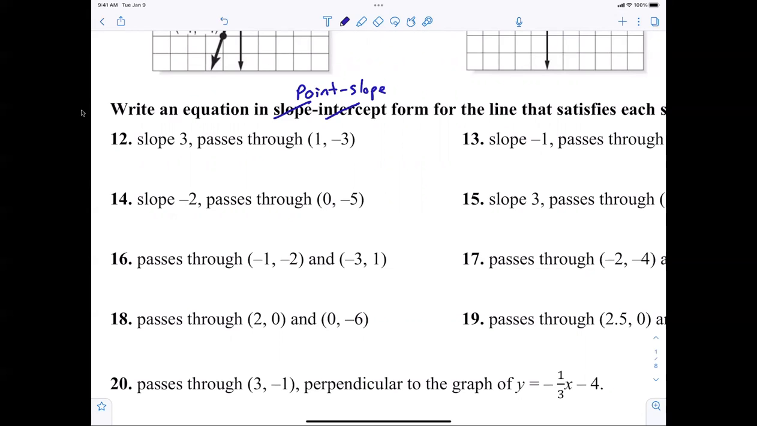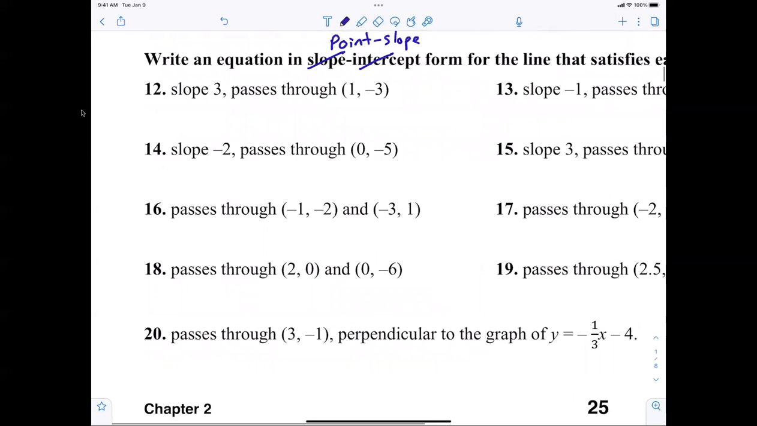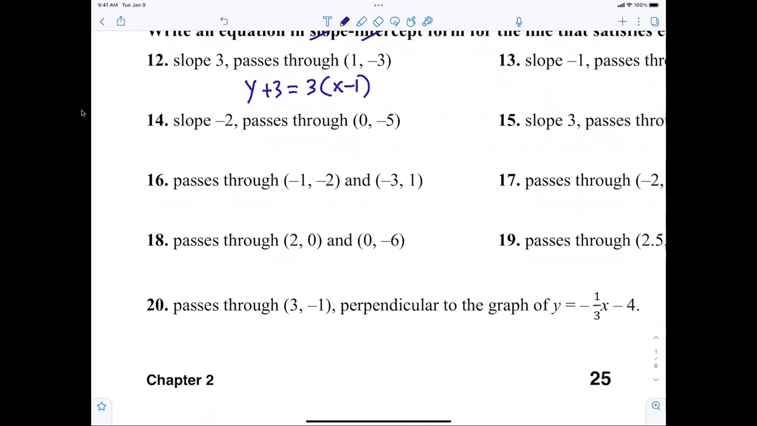All right, so Harrison, tell me about 12. What's that going to be? Point slope. Yep. Y plus 3 equals 3 times x minus 1. Perfect. James, number 14. So y plus 5 equals -2 times x. Yes, brilliant.